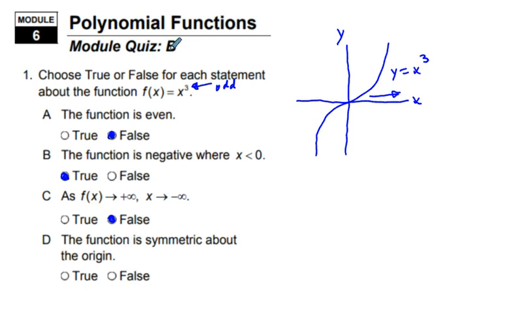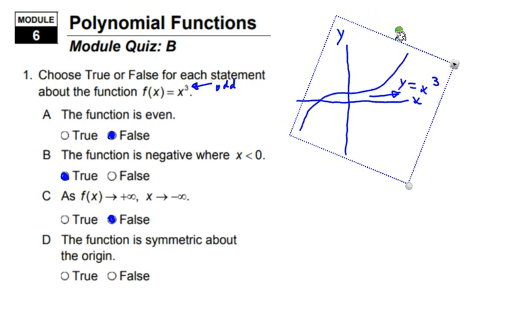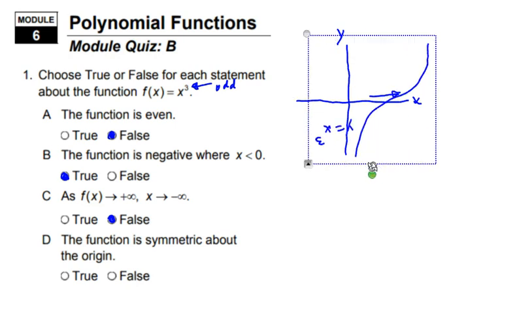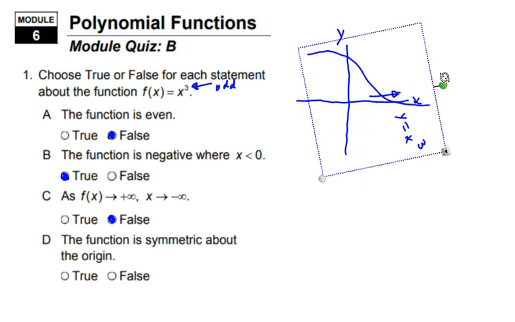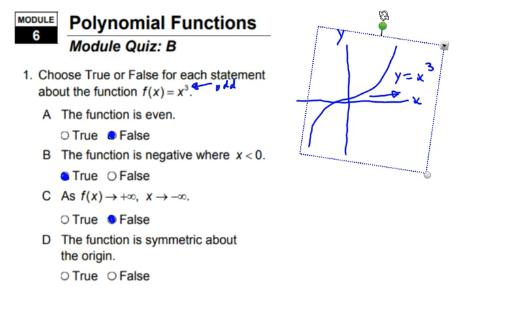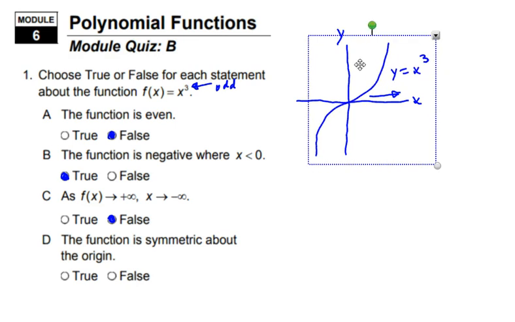And yes, what we have is 180-degree rotational symmetry. Okay, so that's it. So we have symmetry about the origin.